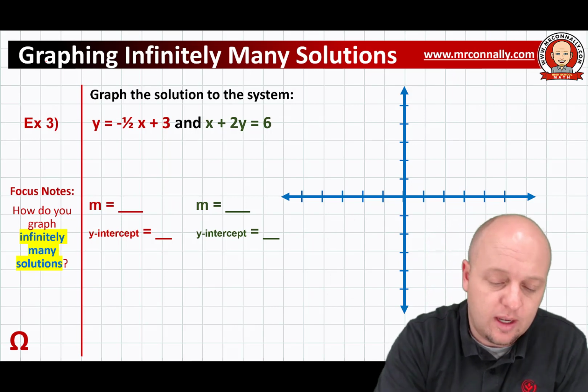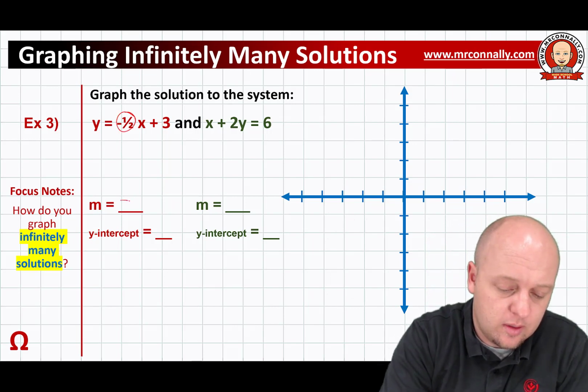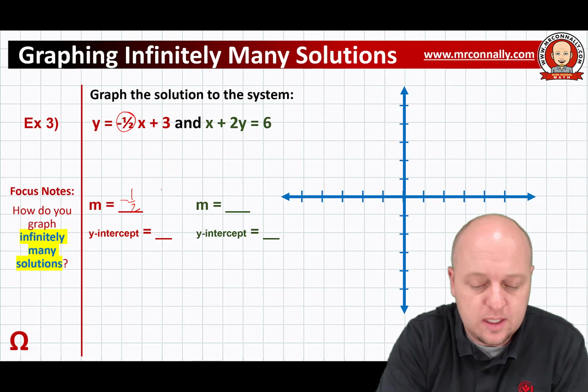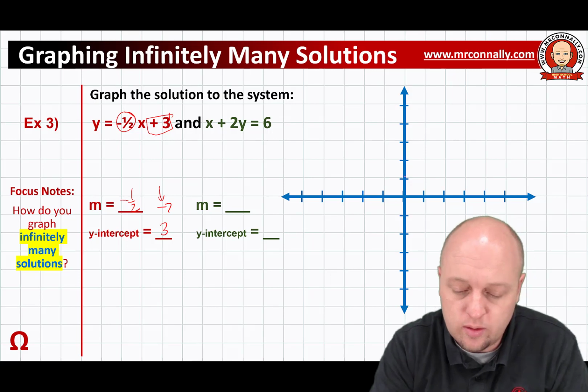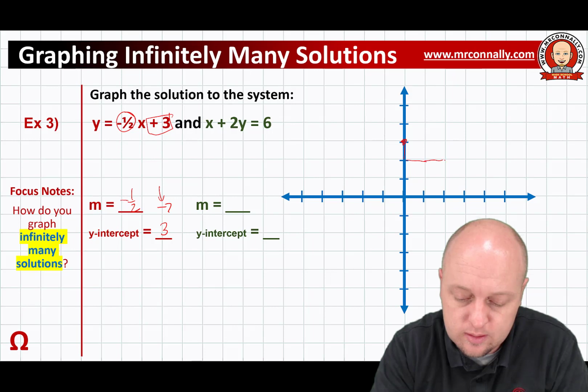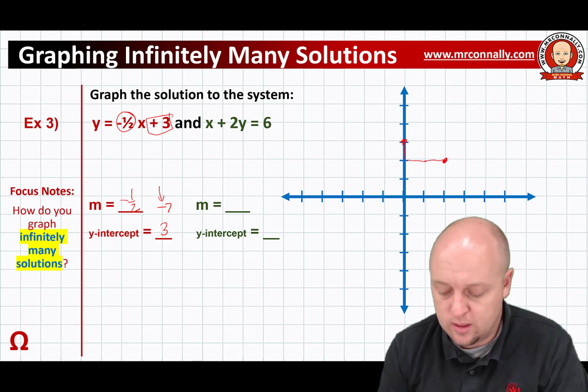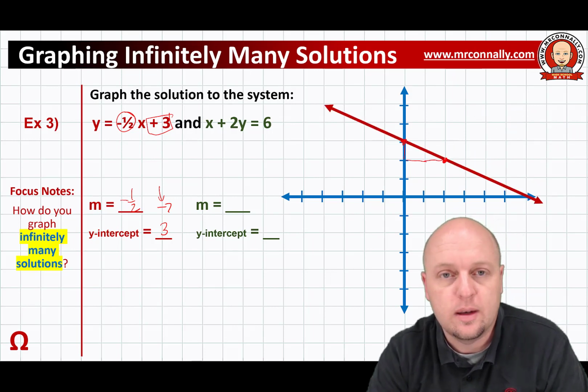y equals negative 1/2 x. We know this is the slope. So that's going to be down 1 and right 2. And then our y-intercept is 3. So I'll go up to 3, 1, 2, 3. I'll go down 1 and right 2. Okay, and there's my first line.